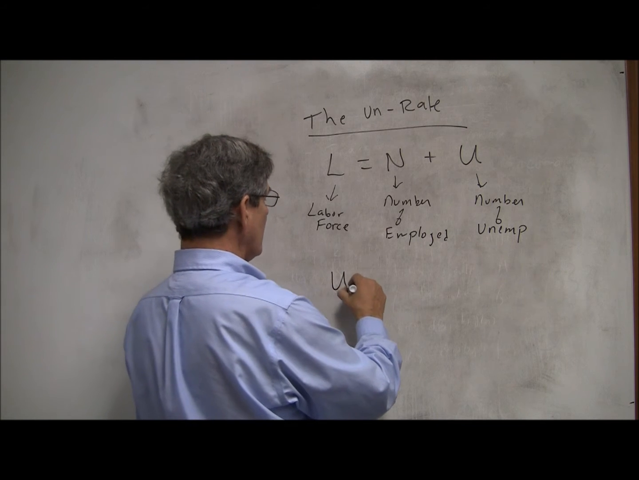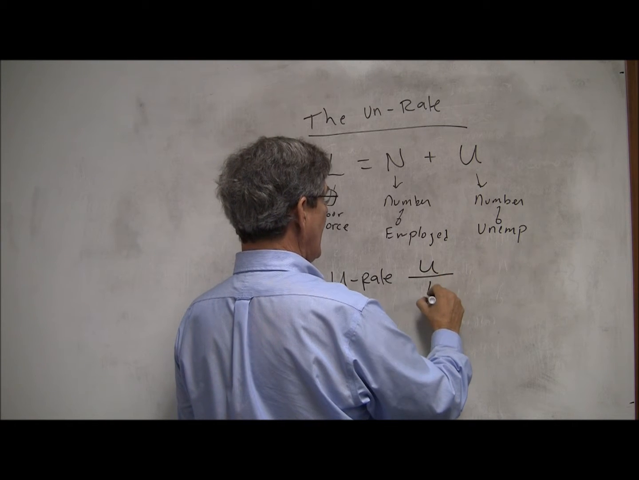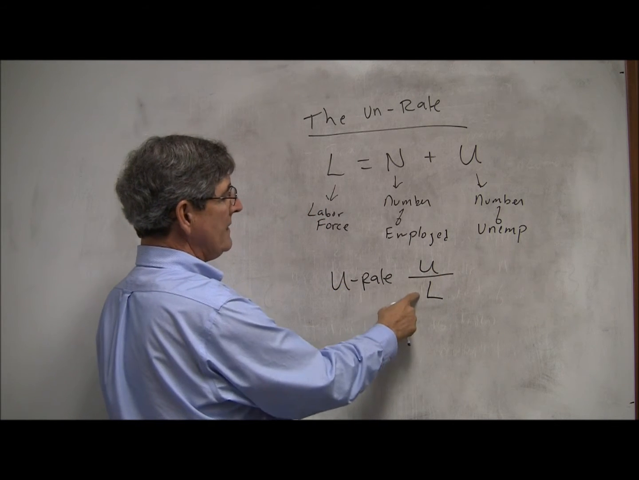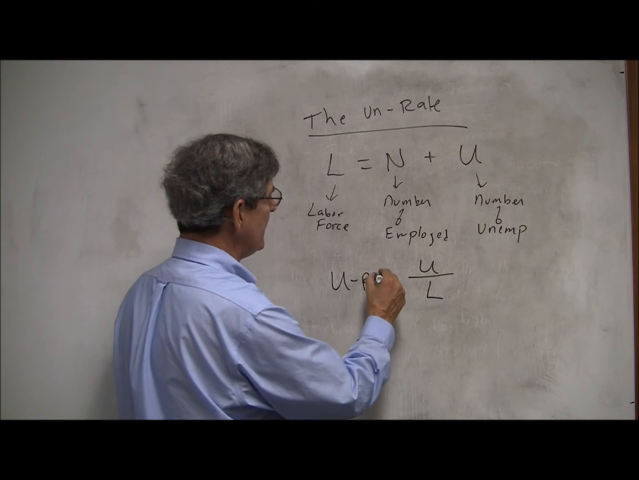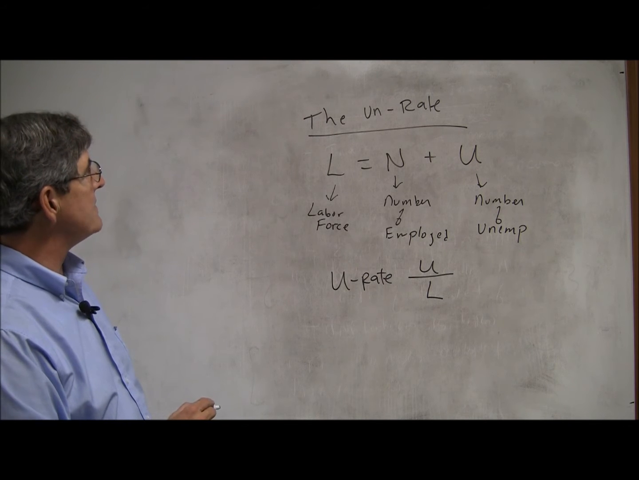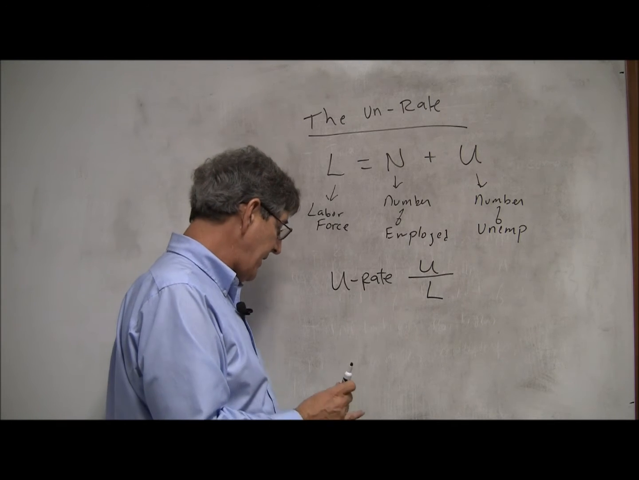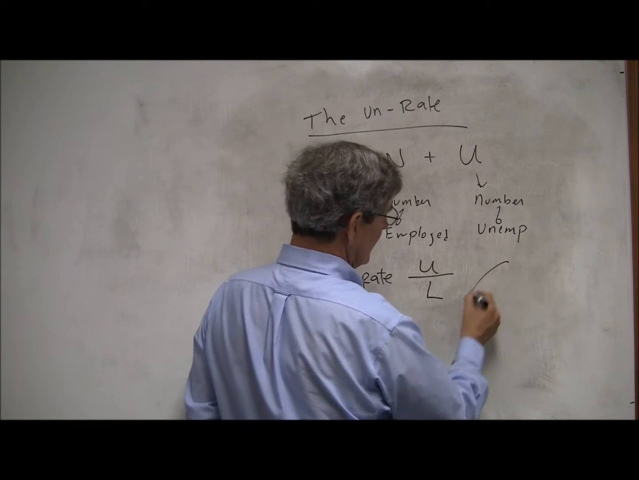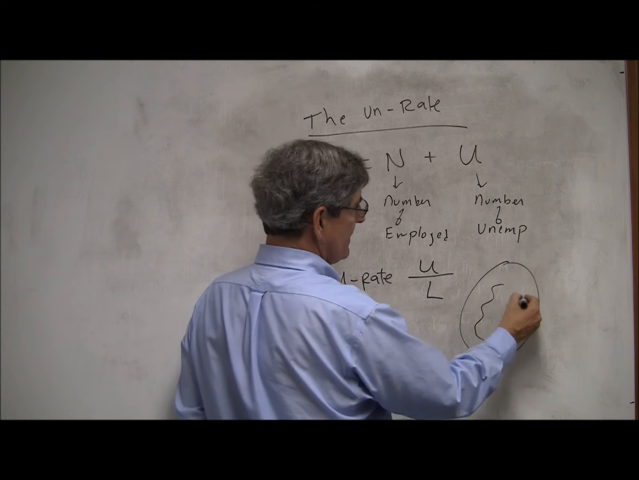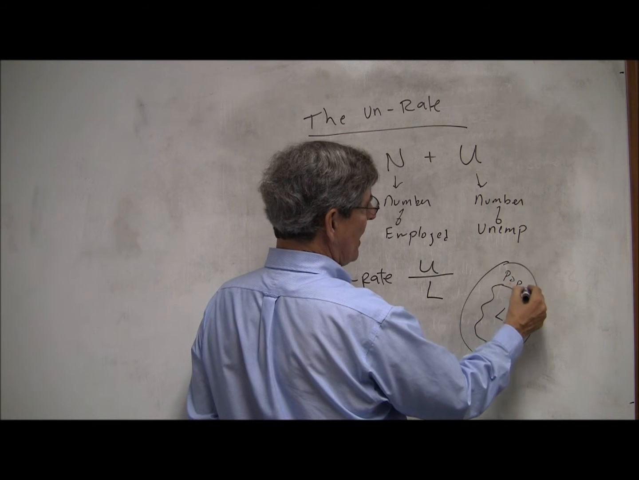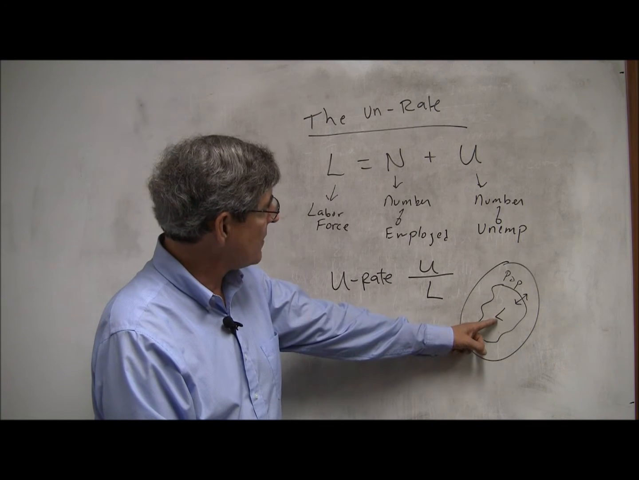If you want the unemployment rate, what you have to do is take U and divide it by L. So it's the number of unemployed divided by the labor force, and that's going to give us the rate of unemployment. Now, one thing I want you to realize is that the labor force and the population are not the same thing. If we did a little circle here and say, well, the population is this entire circle. The labor force is some subset of the population. So the population is the whole thing. The labor force is a smaller part of it.